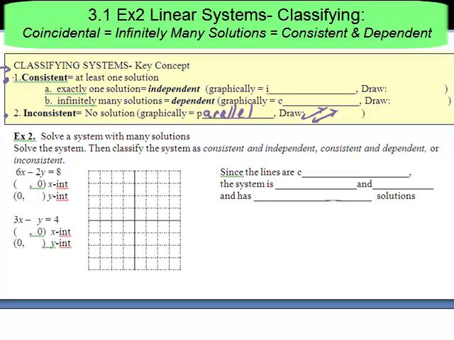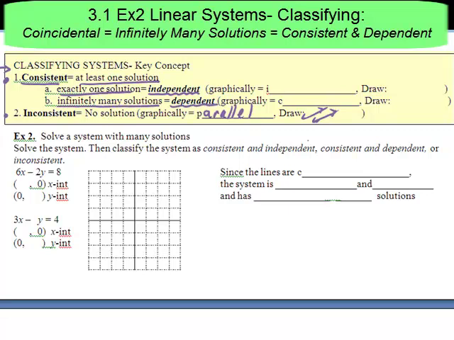But remember, there's two ways we can have a solution to a system. You could have one solution, or you could have how many? Infinitely many. So we're going to distinguish between the two. So a consistent solution is you have at least one solution. If you have exactly one solution, it's called independent. And if you have infinitely many solutions, it's called dependent.